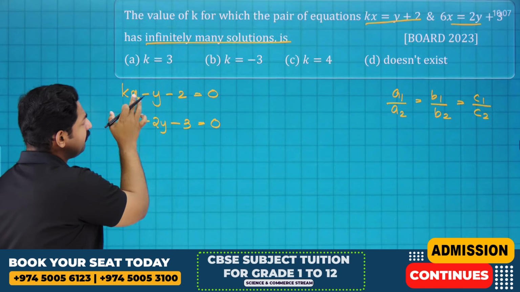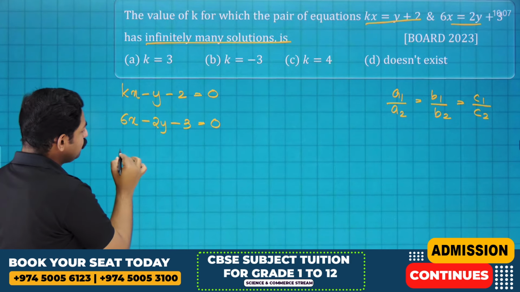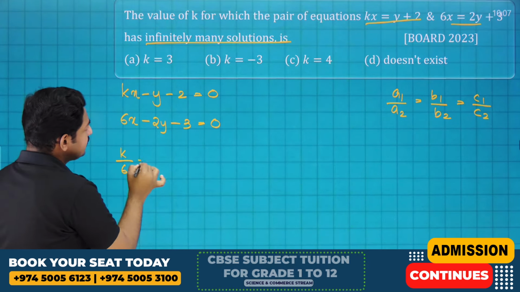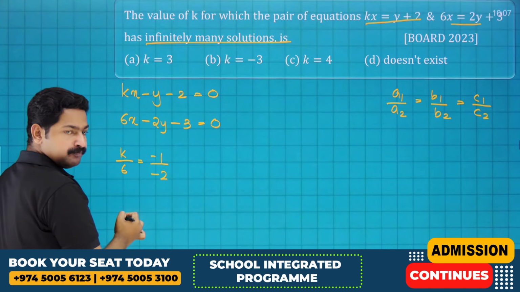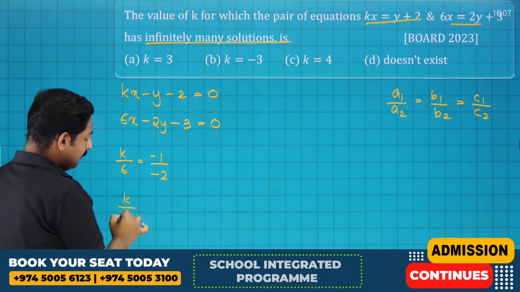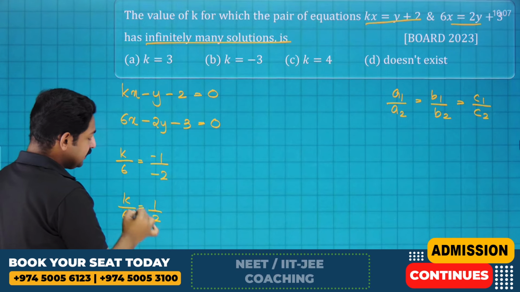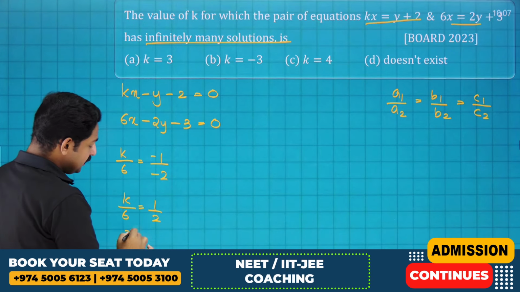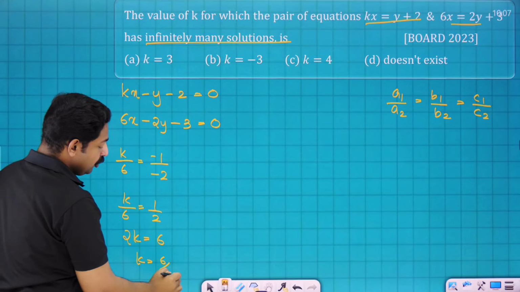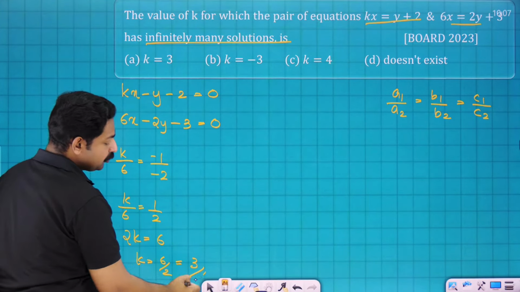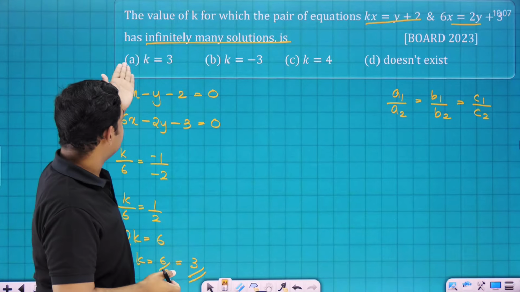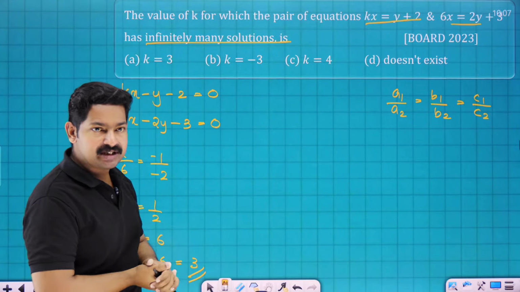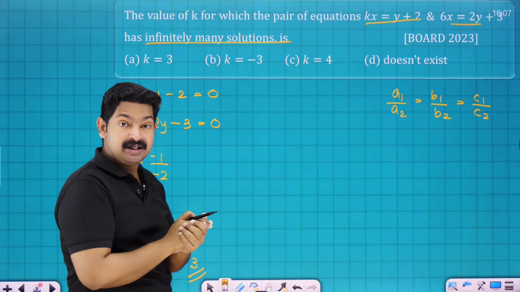Usually, how are we finding the value of k? We can take the first two. A1 by A2 means you will be getting k by 6, equal to B1 by B2, which is minus 1 by minus 2. Minus minus cancelled, k by 6 is equal to 1 by 2. Just by cross multiplying you will be getting 2k is equal to 6, and k is equal to 6 by 2, which is 3. The value of k equal to 3 you are getting. Usually you can see the first option is k equal to 3, so usually you will be taking the first option.